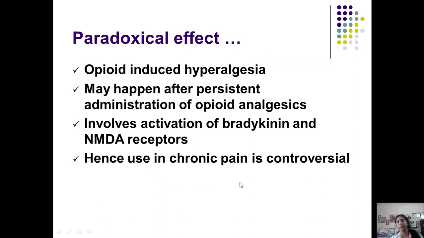Hence, use in chronic pain is controversial. Chronic pain use might invite respiratory depression. It might invite physiological and physical dependence, and they say that chronic pain can sometimes be managed effectively by the use of NSAIDs. So let us have this when we discuss the WHO pain relief ladder. At that point of time, I think we'll be more clear about it.